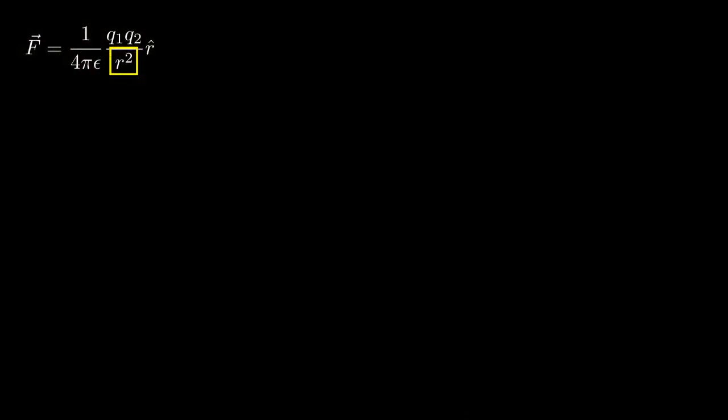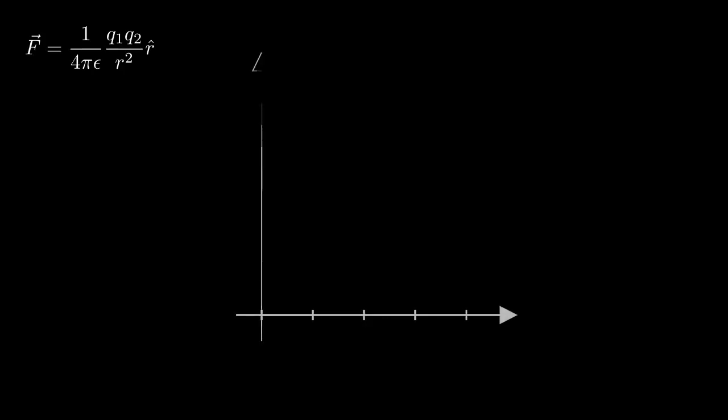Last but not least, we have the inverse square of the distance between the two charges. This dependency is very important because it tells us how the interaction of the two charges is very strong when they are close together, and it's very weak when they're far away.